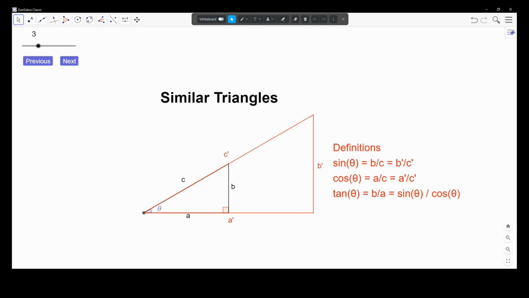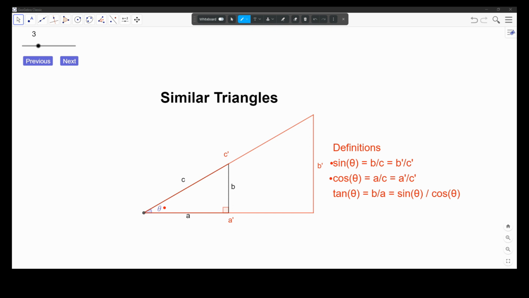Okay, so if we hold the angles constant, then if I double the side length a to arrive at a prime, so a prime is twice the value of a, then I would have necessarily doubled the length of b to arrive at b prime, and double the length of c to arrive at c prime. Which means if I hold the angles constant, so if I hold theta constant, then the ratios of the sides will also remain constant, and therefore the sine and cosine functions will remain constant.